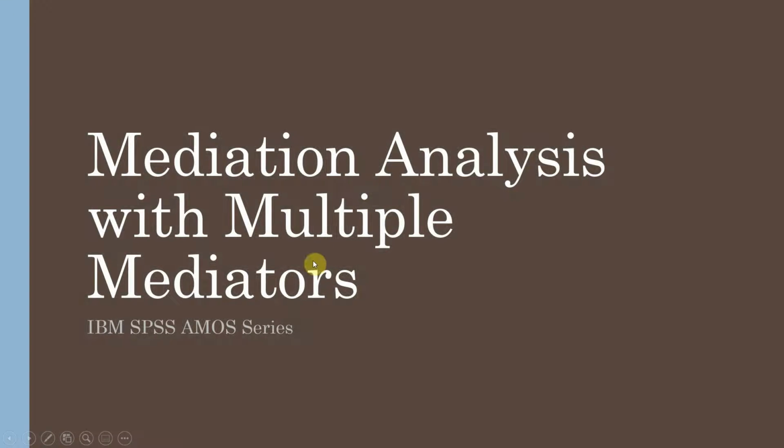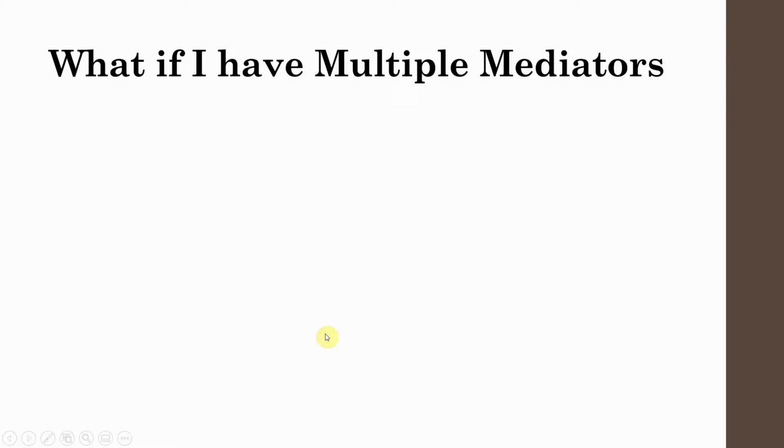In this session, we are going to talk about mediation analysis with multiple mediators in IBM SPSS AMOS. Now, what if we have multiple mediators? In the last session, we assessed how to evaluate the indirect effect of IV on DV through a single mediator. Now, there may be a situation when you have more than one mediator. So how will you carry out the analysis in SPSS AMOS with multiple mediators?